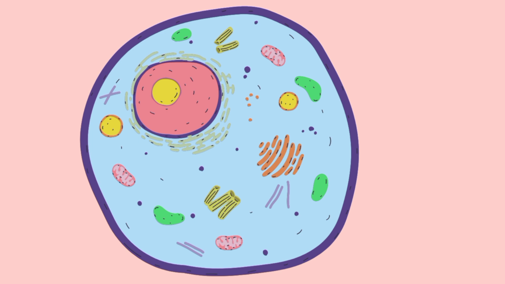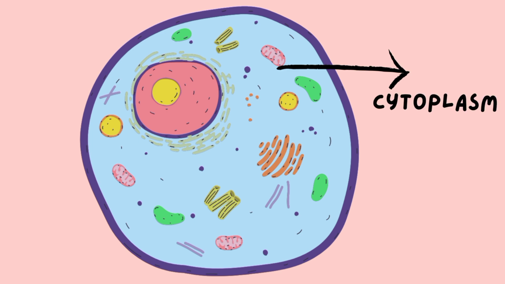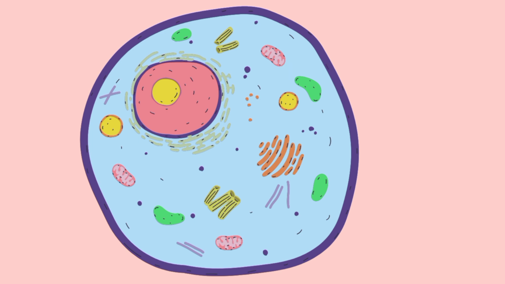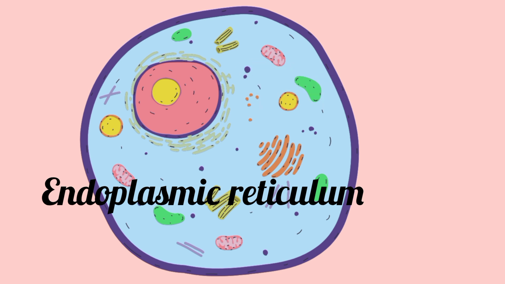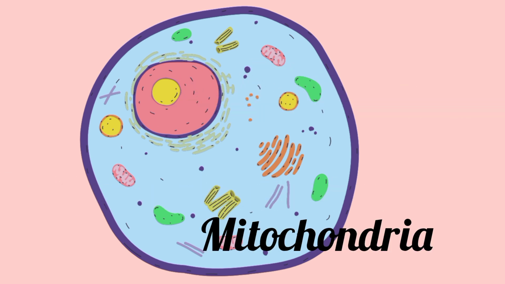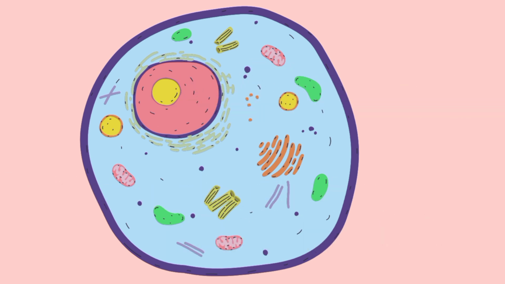In between the plasma membrane and the nucleus, a jelly-like substance called cytoplasm is present. It contains many smaller structures called organelles. Cell organelles include ribosomes, endoplasmic reticulum, Golgi apparatus, the mitochondria, and so on.